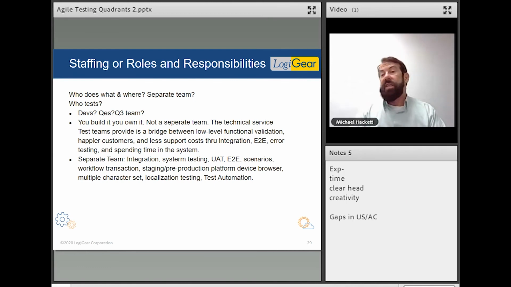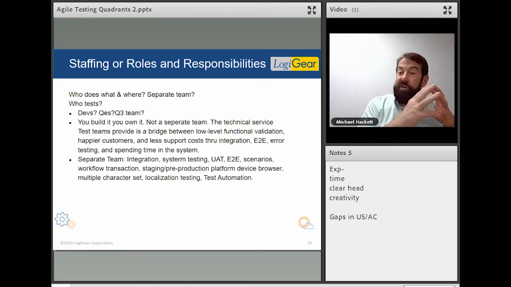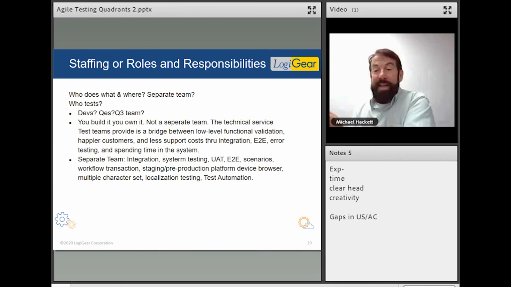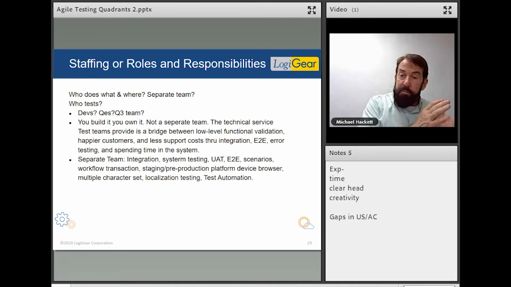I do know just as many teams that follow this idea of you build it, you own it. It is not a separate team. If I have a Scrum team and they write some function, they own that function the whole way through a dev environment, a testing environment, a staging environment, and acceptance testing, user acceptance testing. It's one team that does all of those tasks, which there's nothing wrong with that at all, right? It's just a whole lot of testing that's going to have to happen by that individual Scrum team.